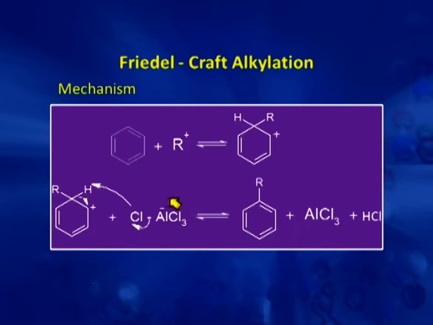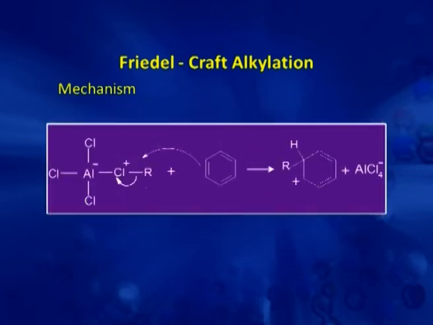Now, the second step is aromatization, that is removal of this H plus with the help of a base AlCl4 minus. So, here this Cl bond gets broken. This Cl takes this H plus and produces HCl, and we get back aluminum chloride and the alkyl benzene.